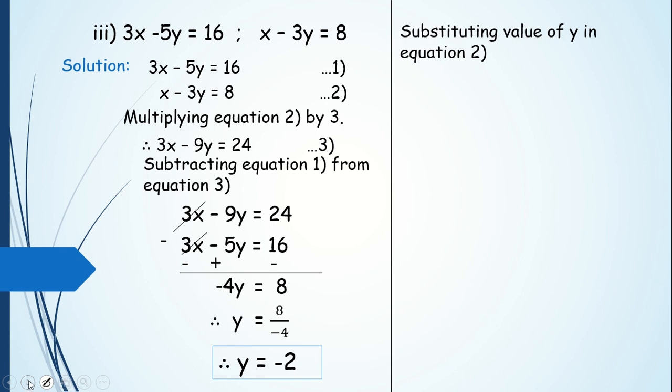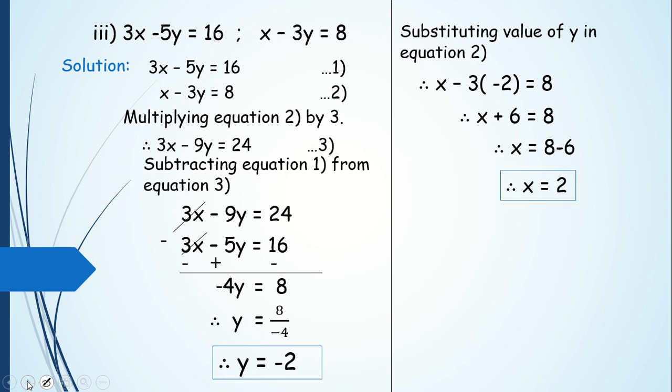Because that is simpler. So in place of y here I have put minus 2. Now minus 3 into minus 2 is going to be plus 6. 3 2s are 6. Minus minus will become plus. So that's x plus 6 is equal to 8. Therefore x is equal to 8 minus 6, and therefore x is equal to 2. Hence we got y is equal to minus 2 and x is equal to 2.